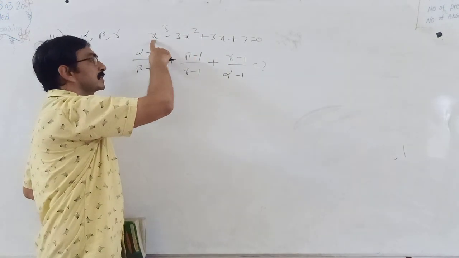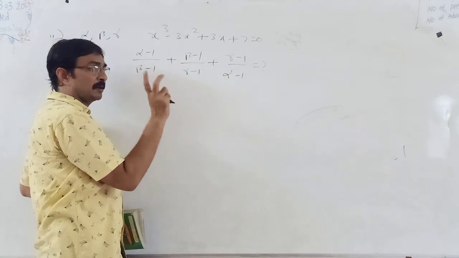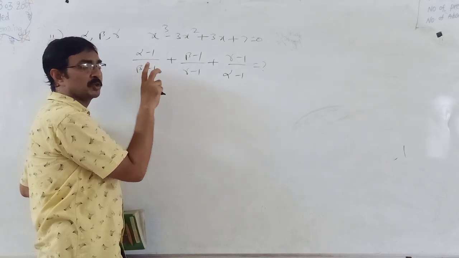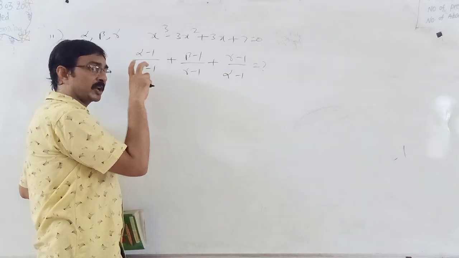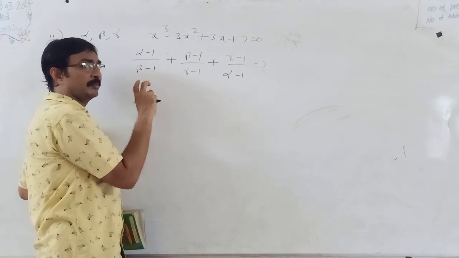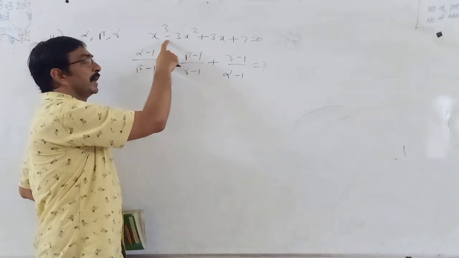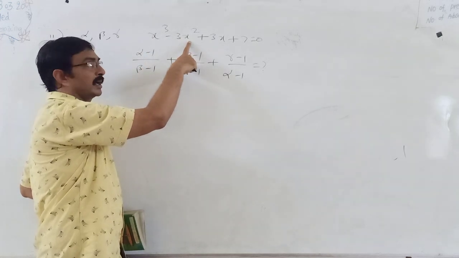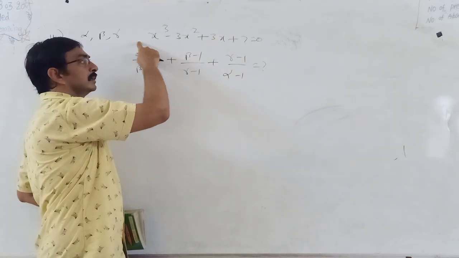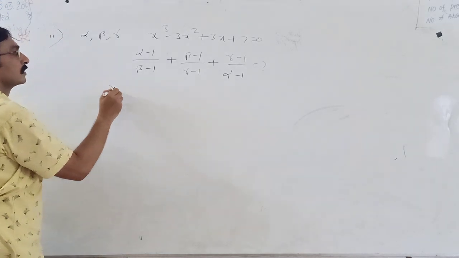See, the equation contains x cube minus 3x square plus 3x. Look, in many problems we see a minus b whole cube or a plus b whole cube terms. When those terms appear, that is related to the a plus b whole cube formula or the a minus b whole cube formula. See, x cube minus 3 into 1 into x square plus 3x into 1 square. So these are terms of (x minus 1) whole cube.